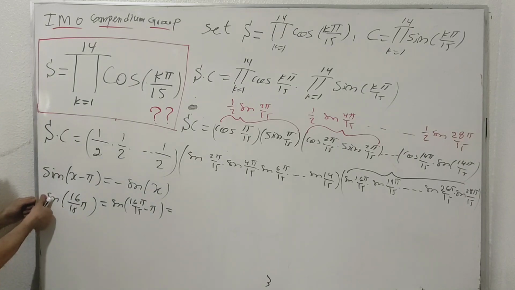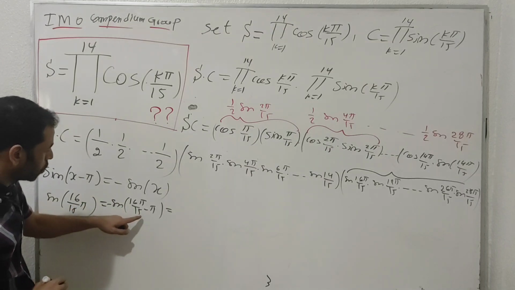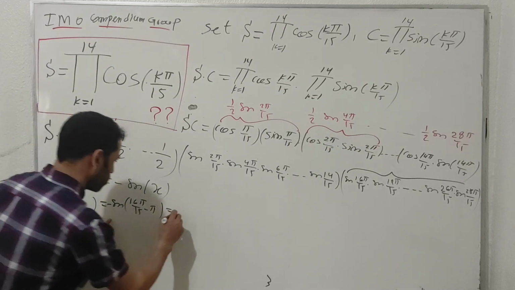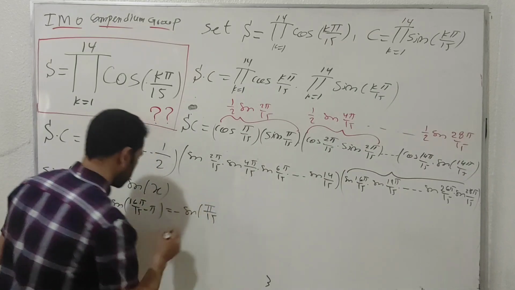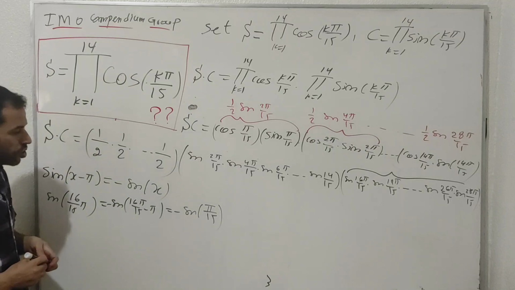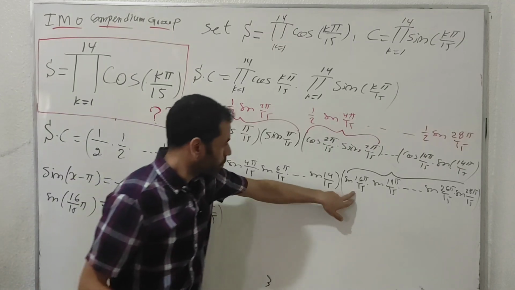I'm going to take off this minus sign and put it here. So I will have 16 pi over 15 minus pi, which is pi over 15, which is minus sine of pi over 15, like this. Okay, after simplification, this is for this term.